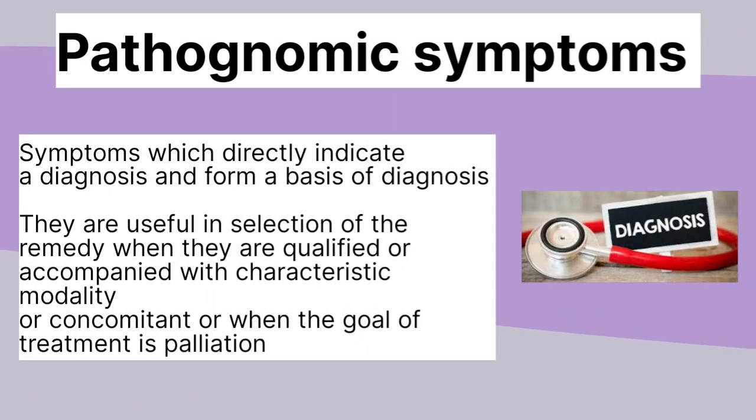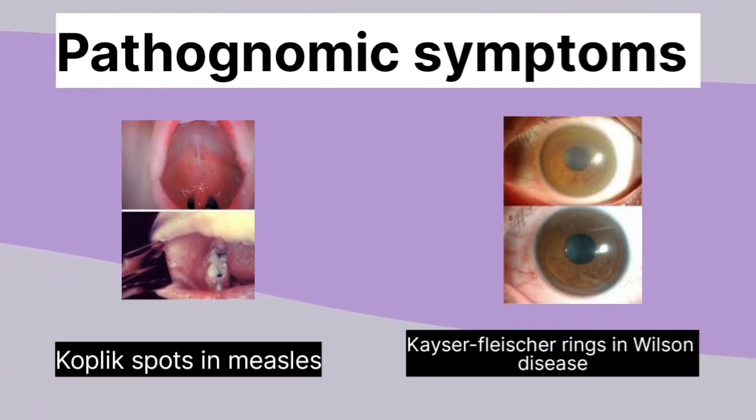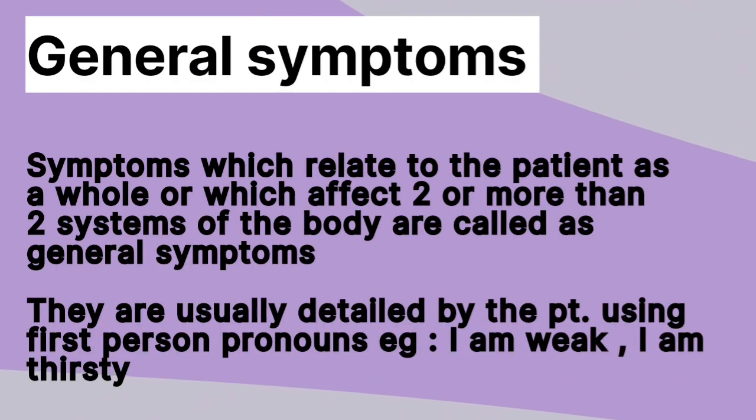So, pathognomic symptoms, on the other hand, are the type of symptoms which directly indicate a diagnosis. These symptoms form the basis of the diagnosis and thus they are of great help to the allopathic physicians in treatment, while to the homeopathic physician it can help only in the diagnosis part. Such symptoms are of use in selection of the remedy when they are qualified or accompanied with some characteristic modality or concomitant, or when the goal of the treatment is just palliation. So development of Koplik spots in measles or development of Kayser-Fleischer rings in Wilson's disease are examples of the pathognomic symptoms.